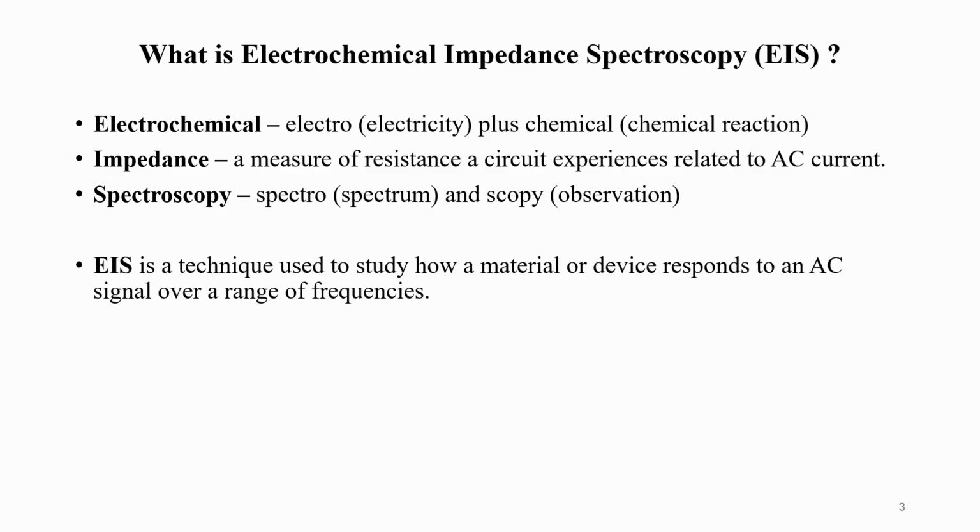So in simplest terms, EIS is a technique that applies a small AC signal to a system and measures how it responds at different frequencies. This helps us study the internal processes of batteries, sensors, corrosion systems, and many other electrochemical devices. Next, please.